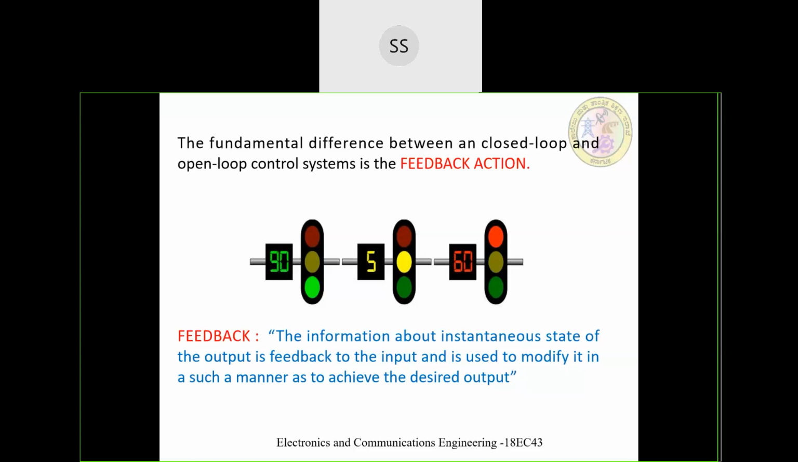So what is that feedback? We can say the meaning of feedback is the information about the instantaneous state of the output. The instantaneous state of the output is fed back to the input, and that information fed back to the input is used to modify the output such that a desired output is achieved. This is how we can define the meaning of feedback.